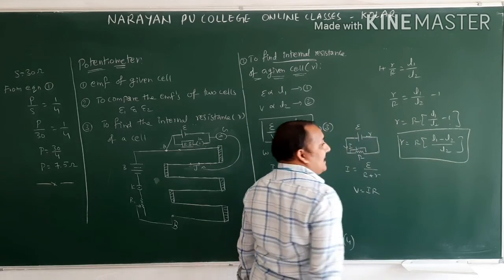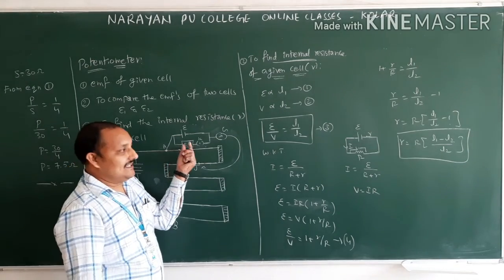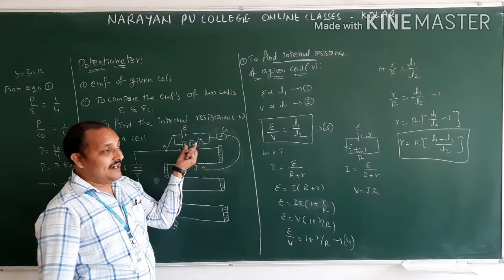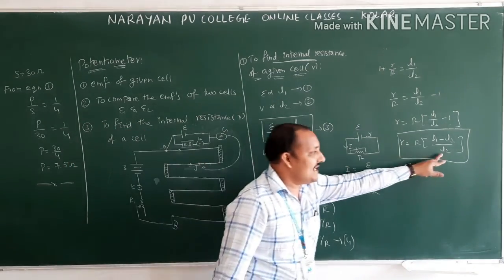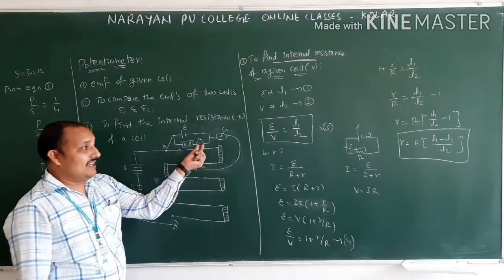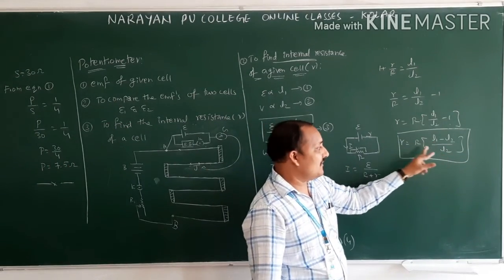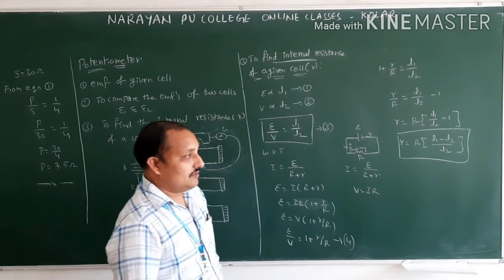In this, capital R is the resistance which we applied within this resistance box. What is L1? The balancing length whenever key K is opened. L2 is the balancing length whenever key K is closed. These three factors we came to know. Therefore, we can find the internal resistance of the given cell.